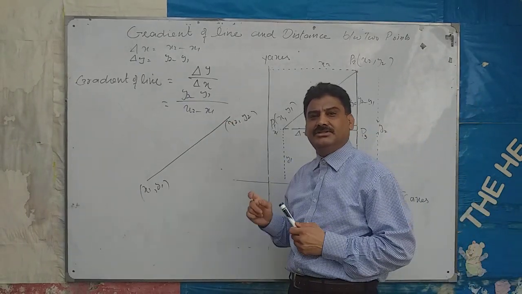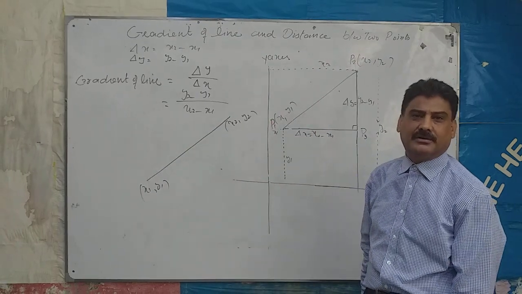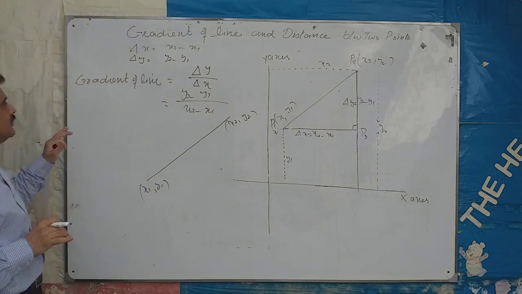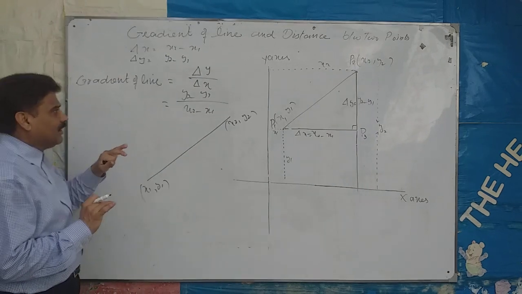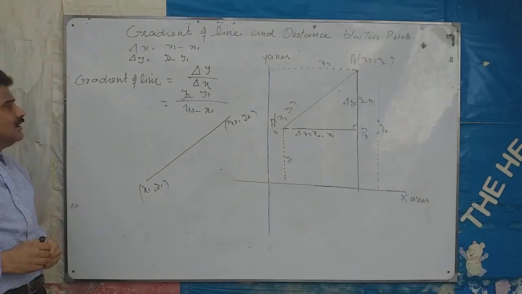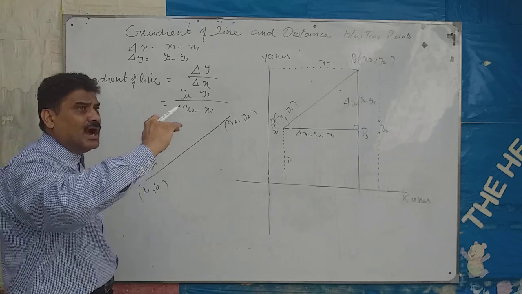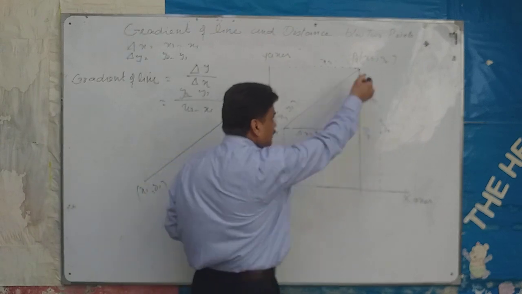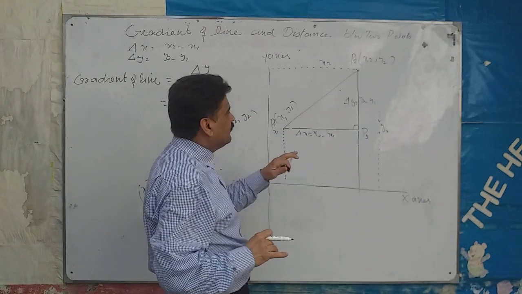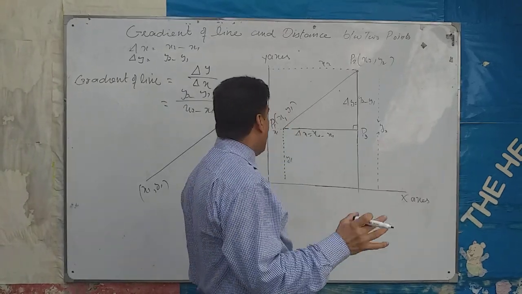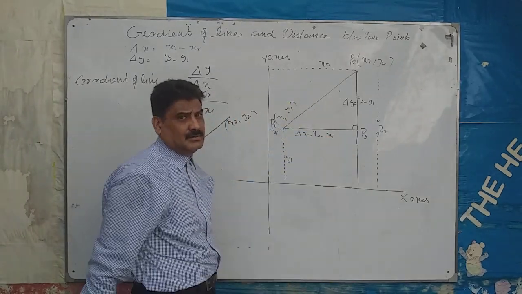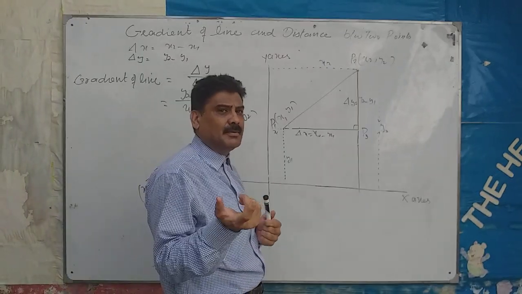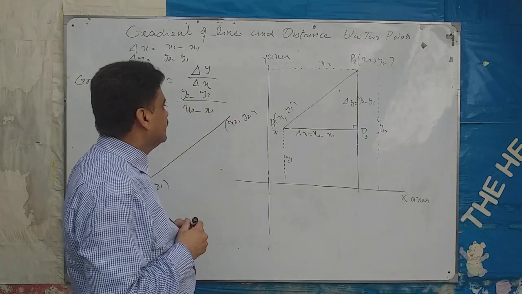Some of you may have heard that the gradient of a line is equal to rise over run. Very simple. When the gradient of a line becomes rise over run, rise means moving up, which is actually y2 minus y1. And run means moving forward, that is x2 minus x1. Here rise and run are just different names that sometimes describe change in y and change in x.